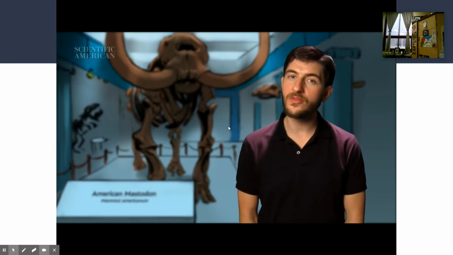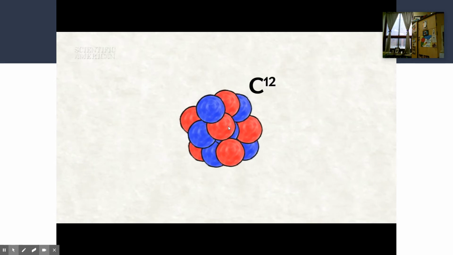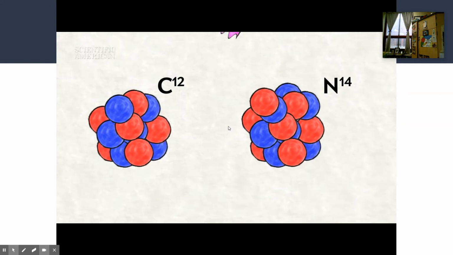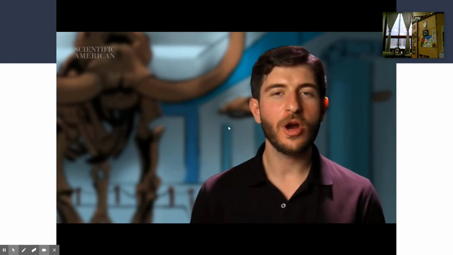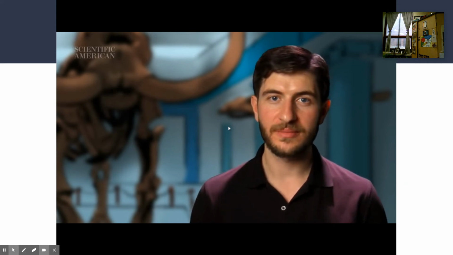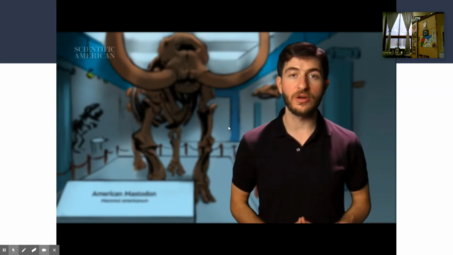But there's more than one form of carbon. Most carbon atoms have 6 protons and 6 neutrons. We call this carbon-12. High up in the atmosphere, sometimes cosmic rays hit nitrogen atoms. This creates carbon with 6 protons and 8 neutrons. We call this carbon-14. Carbon-12 and carbon-14 behave alike, but carbon-14 has one unique and important attribute. It's unstable. So once an animal dies, the carbon-14 in its body will start to go away.